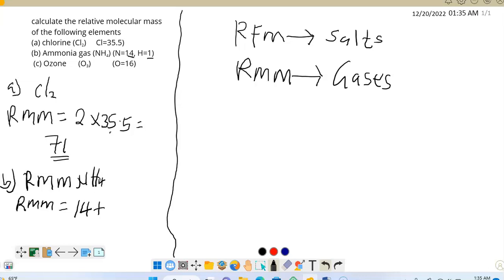plus hydrogen. We have hydrogen here, and each hydrogen is 1. So we'll say 1 times the number of hydrogen, which gives us 14 plus 1 times 4 is 4. So the total RMM of ammonia is 14 plus 4 is 18. So that is the correct answer. Okay, without wasting time, this is very simple. It's the basic. So let us also do the next question.